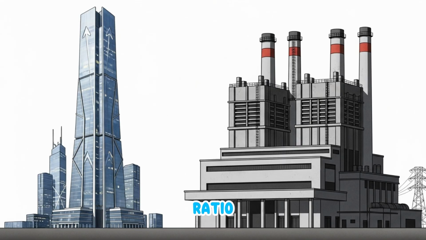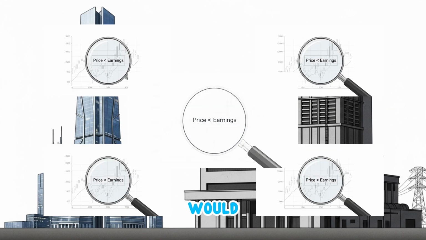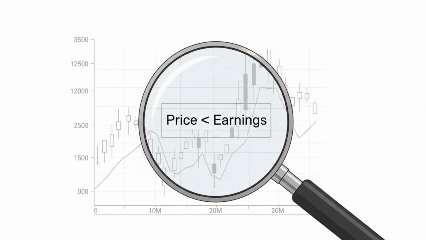The PE ratio is actually pretty simple. It's calculated by dividing the stock's current price by its earnings per share, or EPS. Let's say a company's stock price is $100, and its EPS is $5. That would give it a PE ratio of 20. But what does that number mean? Well, it tells you how much investors are willing to pay for a dollar of the company's earnings.